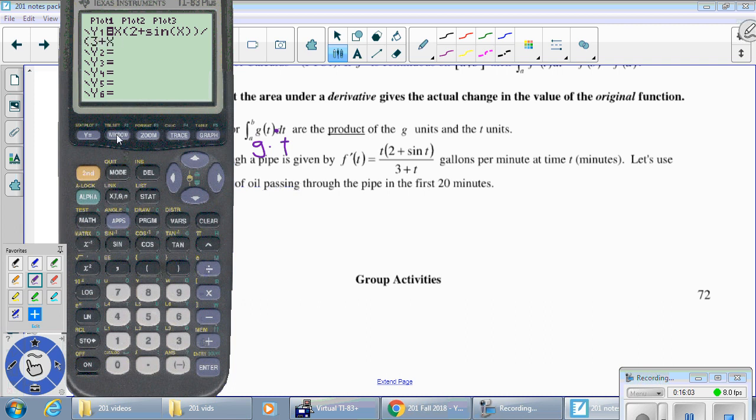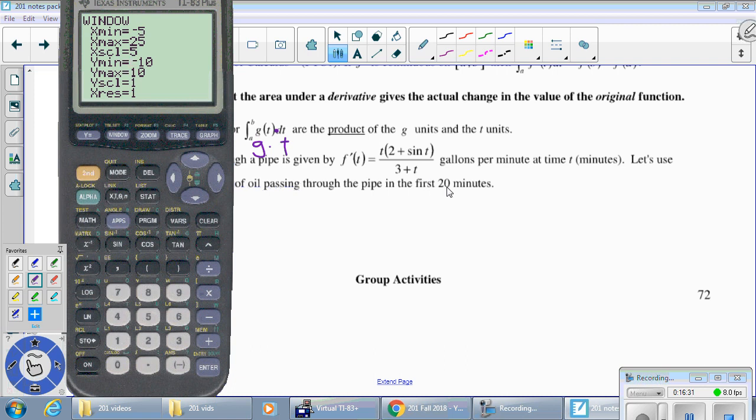Okay, standard window is not what I want here because we want the first 20 minutes. So we're going to go 0 to 20. Actually, I'm going to go -5 to 25 just so we see a little bit extra here. We can go by 5s. And then here, I'm not 100% sure what these are supposed to be. I'm just going to plug in a couple of numbers. If I plug in 0 for all these t's, then I get 0 on the top and then 3 on the bottom. So I got to include 0 here.